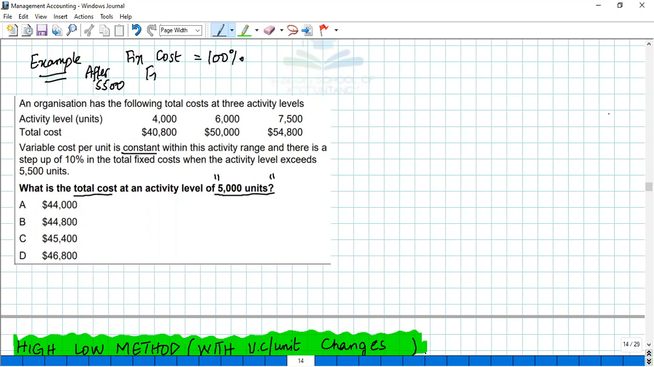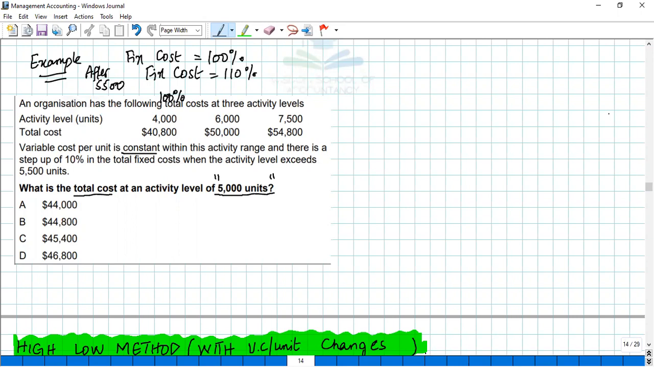So the fixed cost should now be 110%, right? After 5,500 units, the fixed cost should be 110% because there is a 10% increase. So before 5,500, it is 100%. And after 5,500, because there is a 10% increase, we will say that fixed cost is 110%. Now at this activity level, 4,000, the fixed cost is 100%.